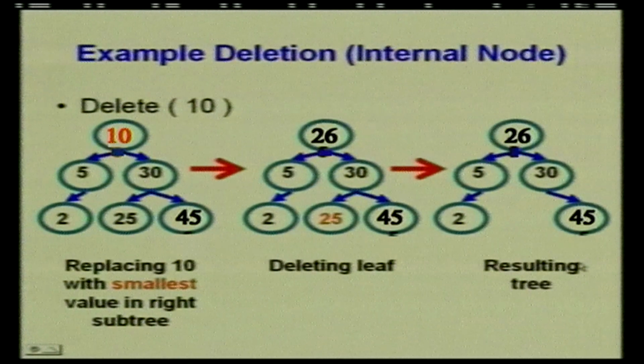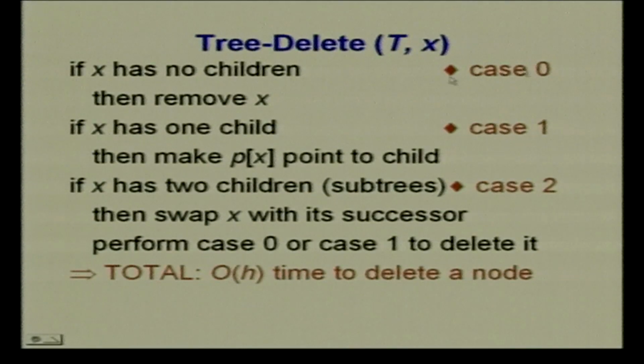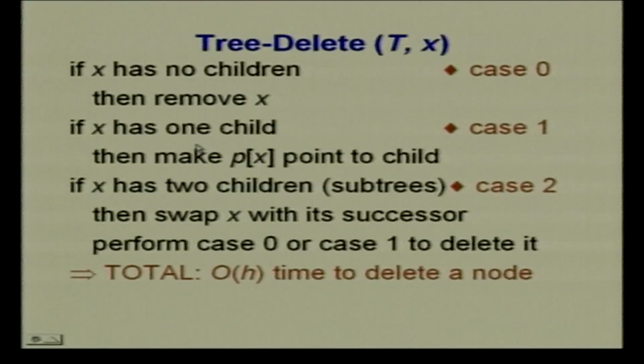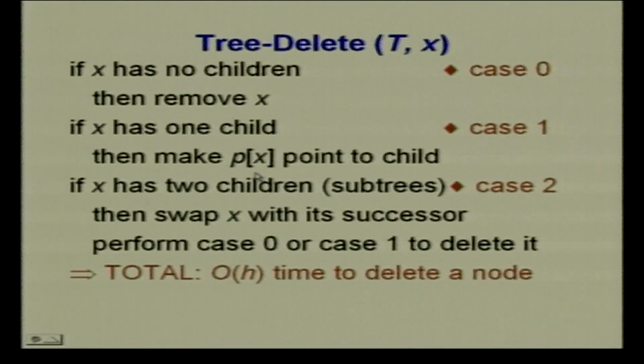So, now let us take the tree delete algorithm. If x has no children, it is a case of 0, then just remove x. If x has one child, then it is case 1, that is a node with degree 1, then make the parent of x point to the child of x. If x, the node to be deleted, has 2 children, 2 subtrees, then swap x with its in-order successor or predecessor, and this will result in the successor or the predecessor being removed, and that will follow case 0 or case 1. It takes approximately O(h) time to delete a node, where h is the height of the tree. So, let us look at the pseudocode here.